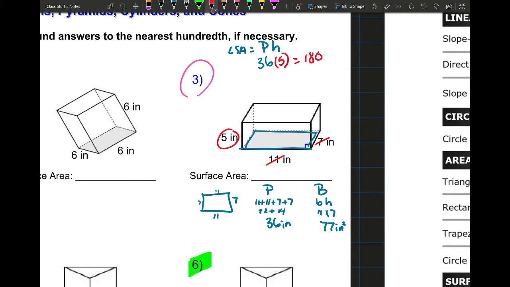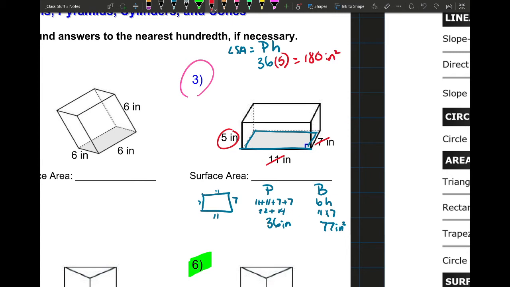And that's just the outside, like the box that I just showed you that didn't have the covers at the end, right? Or like painting the walls inside a room. That's the lateral surface area, 180 inches squared.